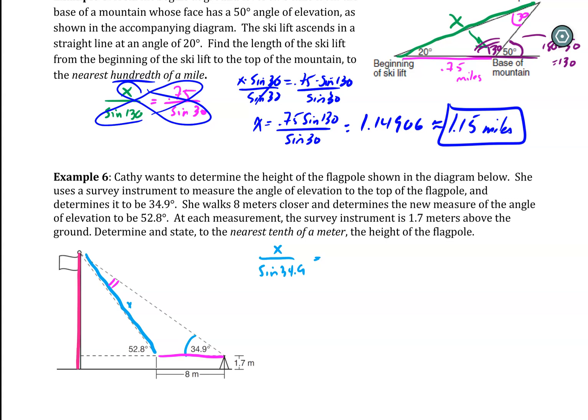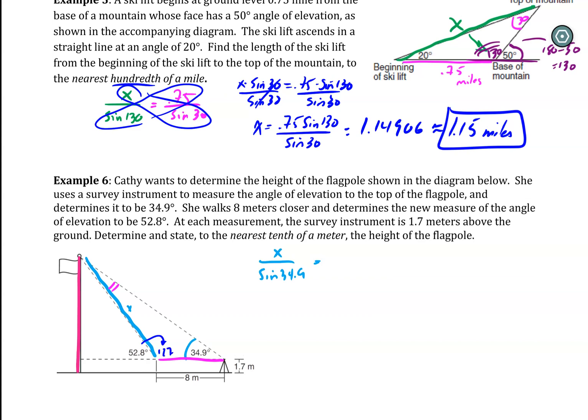So I've got to do a little extra work first. I can find this angle by taking the supplement of this one. So 180 minus 52.8 degrees is 127.2. Now all three angles have to add together and equal 180. So 127.2 plus the 34.9 is 162.1, and if I take that away from 180, I get this angle over here to be 17.9.